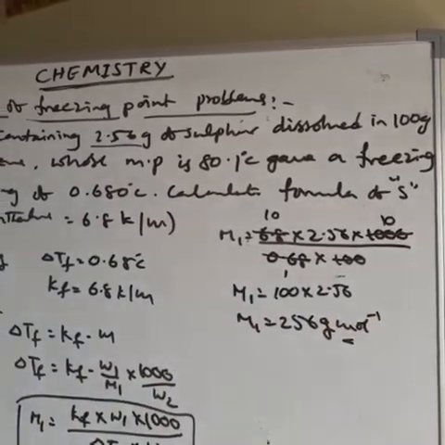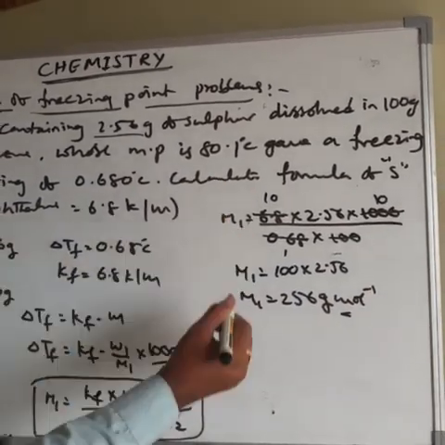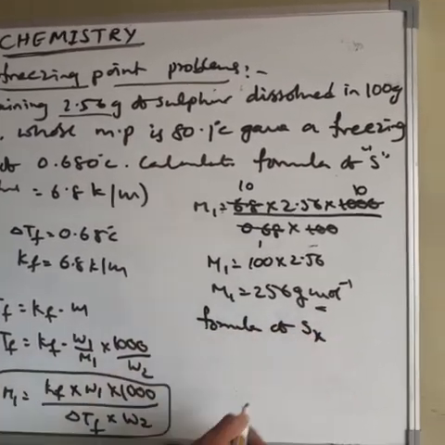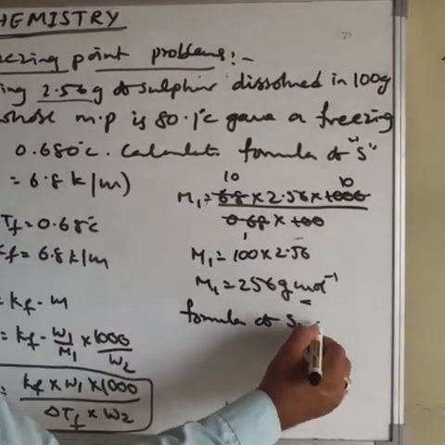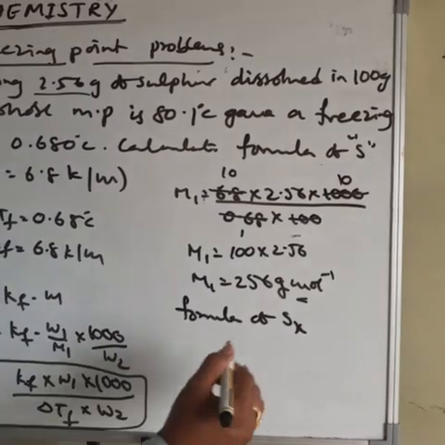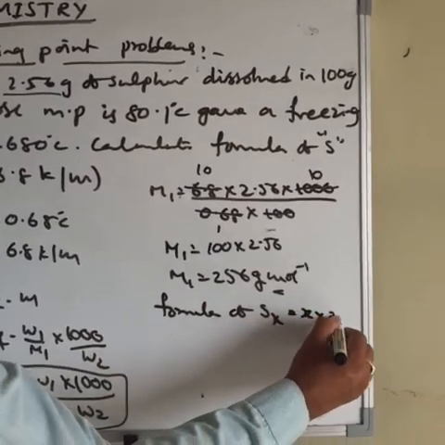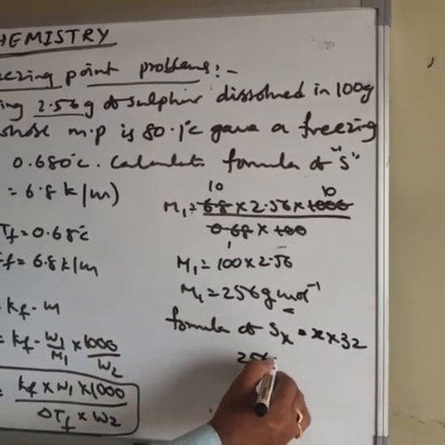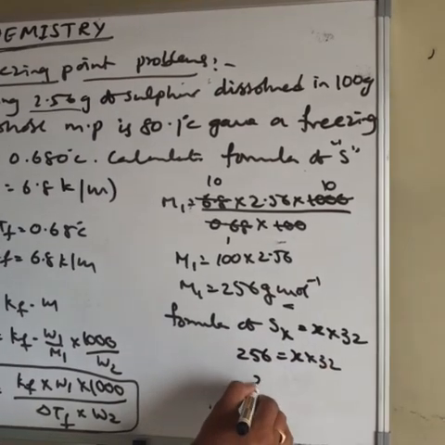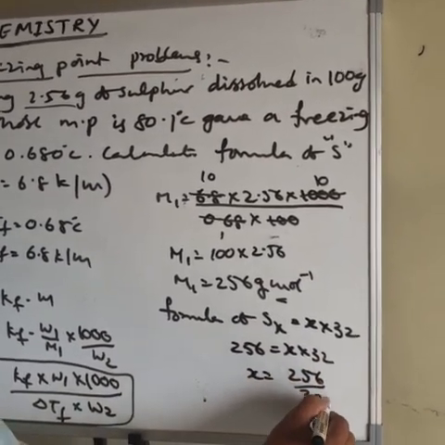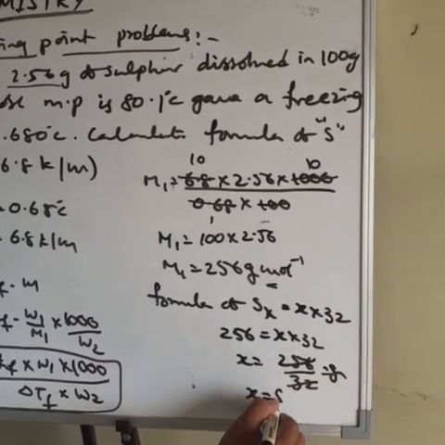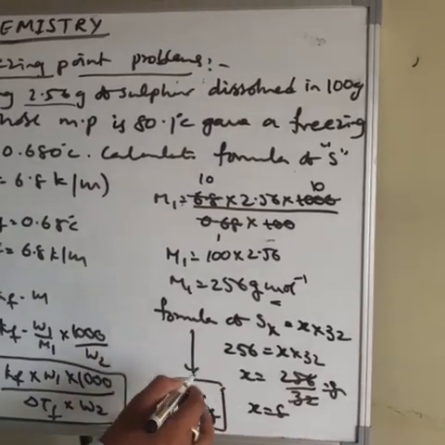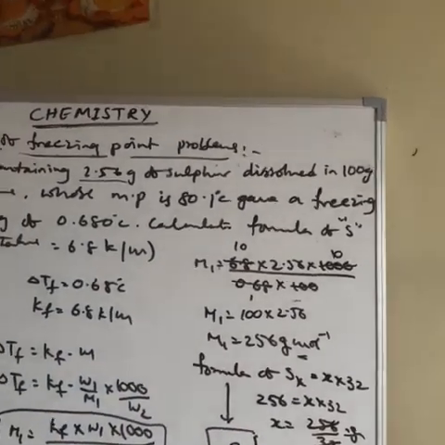So this is the molecular formula of solute. Then what is formula of sulfur? Formula of sulfur is Sx. We don't know X value. Then sulfur normal atomic weight 32. So X into 32 is equal to 256. Molecular weight 256 is equal to X into 32. Then what is X? 256 divided by 32, 8. So X is equal to 8, means sulfur's formula is S8. That is formula of sulfur. That is about the second question.